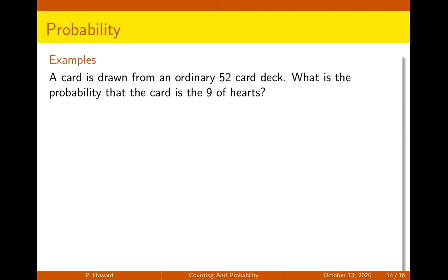So now suppose a single card is drawn from an ordinary 52 card deck. And we want to know what's the probability that this card is the 9 of hearts. Well, the 9 of hearts is only one of the 2.5 million or so possibilities. Whoops. Sorry. The 9 of hearts is only one of the 52 possibilities if you're drawing a single card. Sorry about that. So the probability is 1 over 52, in decimal form 0.01923077.